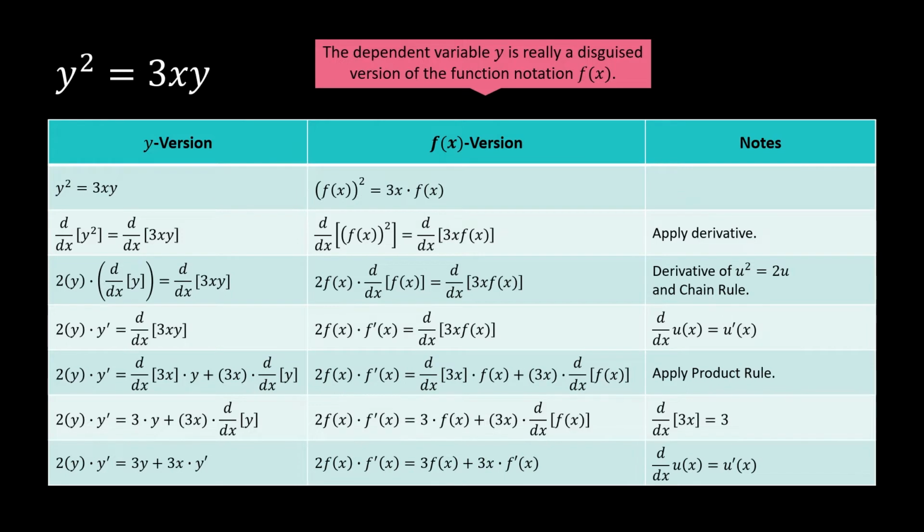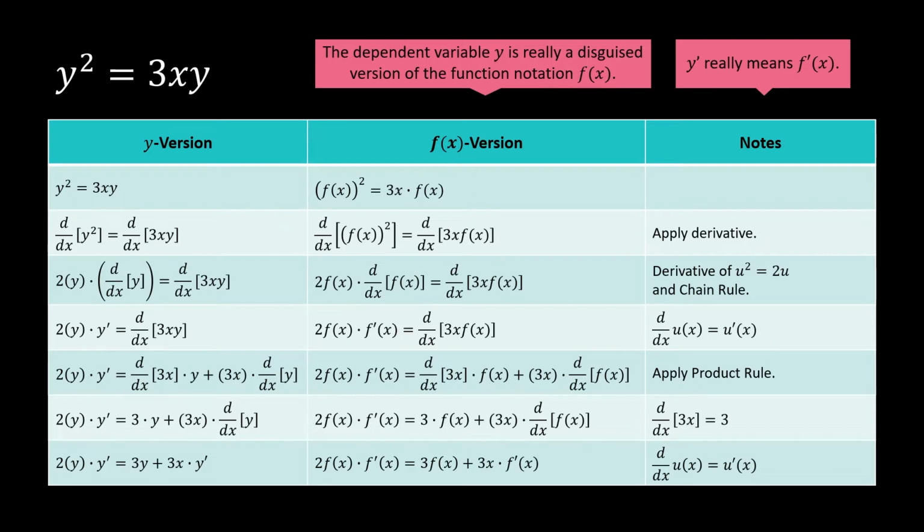So in particular, the dependent variable y, you can really think of this as a disguised version of the function notation, right? So the y is really just a disguised form of f of x. And similarly then, because they're basically the same, y prime really means f prime, okay?